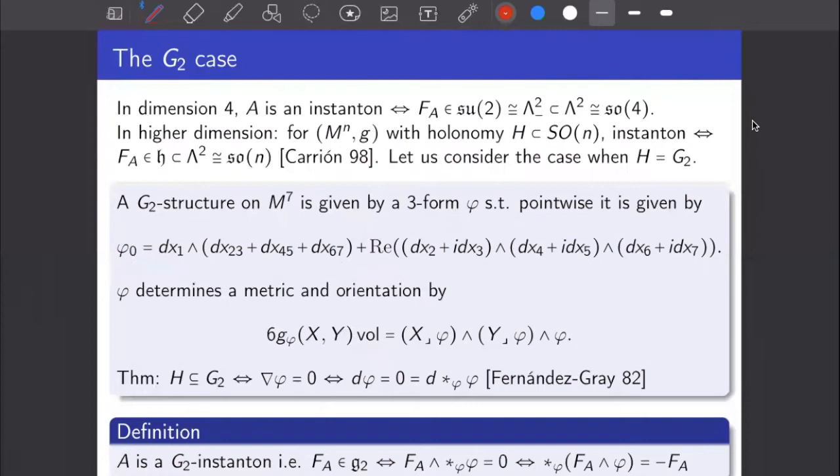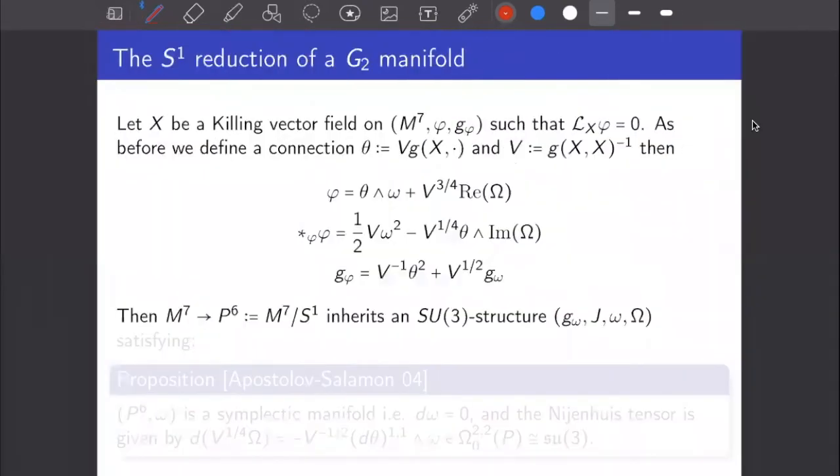In the previous case, I used the Gibbons-Hawking ansatz to describe S1 invariant hyperkähler manifolds. So in the G2 case, we're interested in S1 invariant G2 manifolds. So I need to describe what the quotients of S1 invariant G2 manifolds look like. Okay, so here's our setup. We start with a G2 manifold M7 with the 3-form phi, and we have a Killing vector field X which preserves the 3-form. Then, as before, we can define a canonical connection by this expression here, and we can define the inverse norm squared of this Killing vector field.